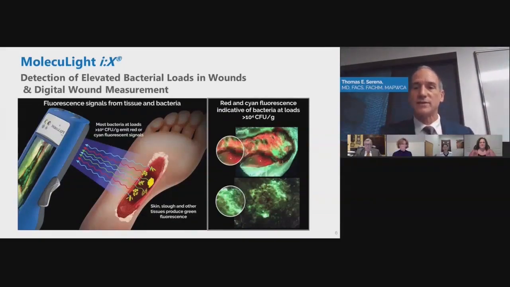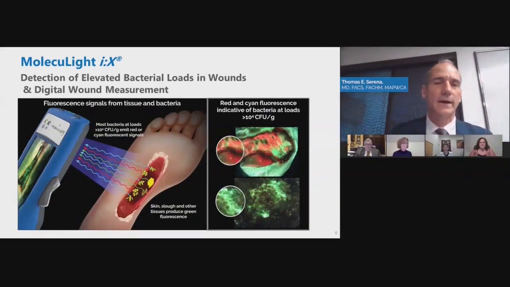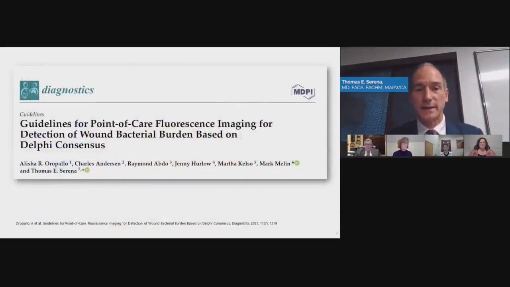So the red fluorescence is most bacteria. You can see that in the picture. And then on the bottom is Pseudomonas, which has this cyan sort of white halo appearance. And once you've seen it a few times, it's pretty easy to pick up the fluorescence. This group got together and decided that we really need to do guidelines. So we have this fantastic new device that can detect bacteria greater than 10 to the 4th. That's the level of bacteria that interferes with wound healing. But how do we use it?